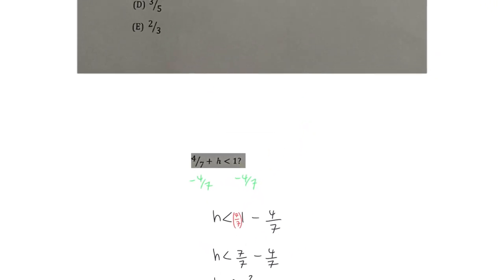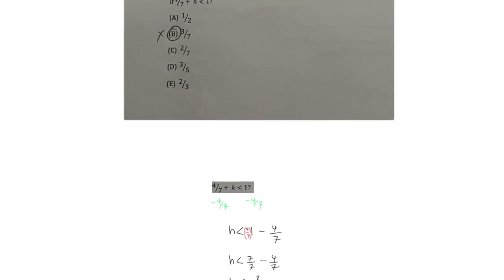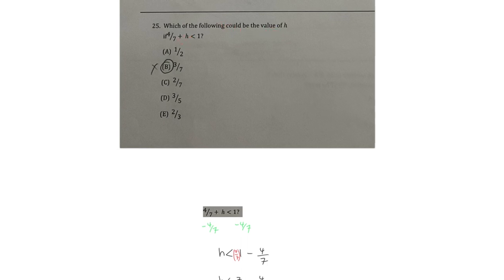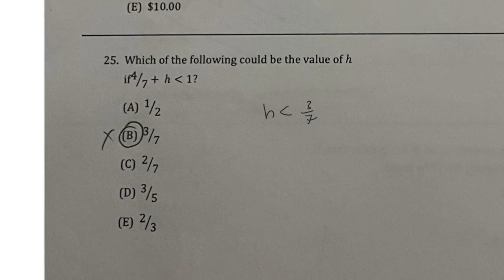Now, the question is, which of the following could be the value of h if this inequality is true? Well, we've already established that no matter what, h has to be less than 3/7. That's what we just established, right? So then we have to compare these and find out which of these answer choices is less than 3/7.